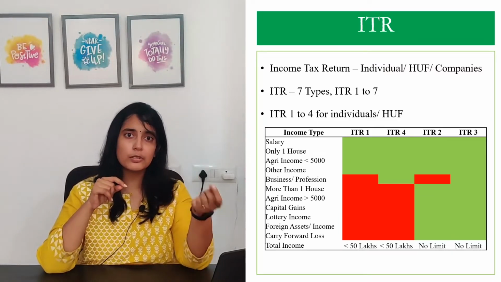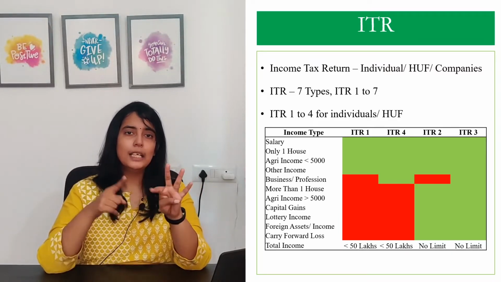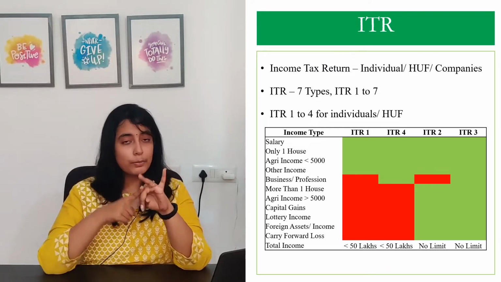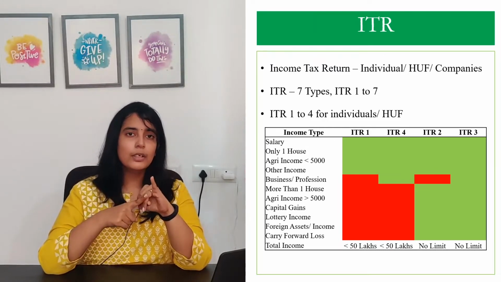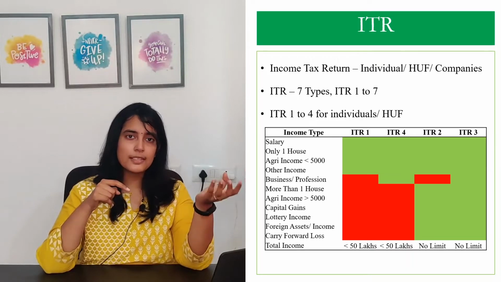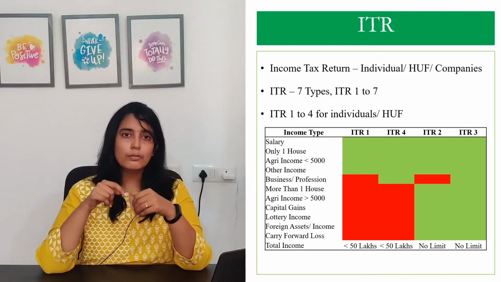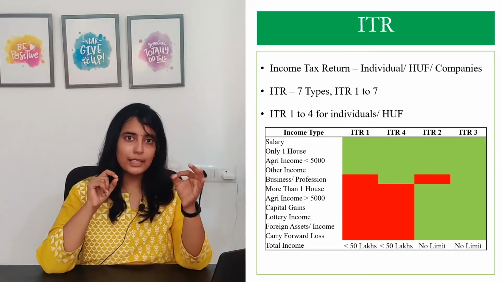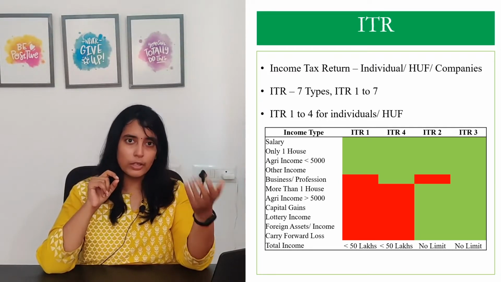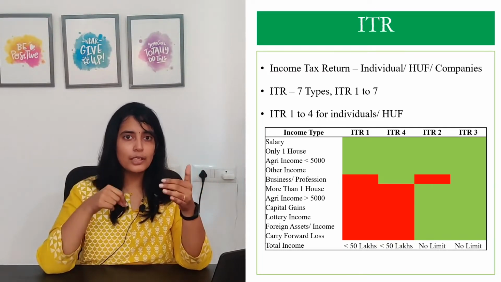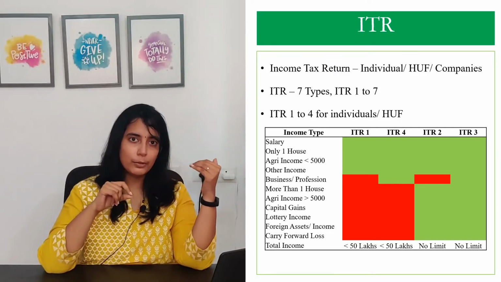There are different sources of income like salary income, income from agriculture or business or professional income, or any other sources such as dividends from the companies, bank interest, etc. So based upon the type of income you may have, one or more than one type of income, and your total income, you have to choose between ITR 1 to ITR 4.